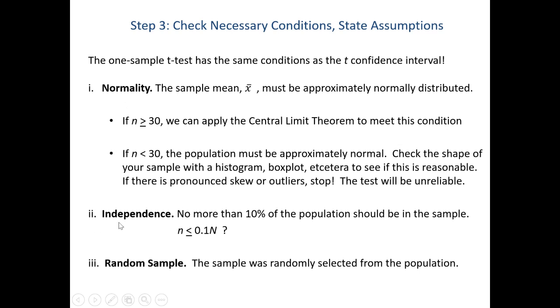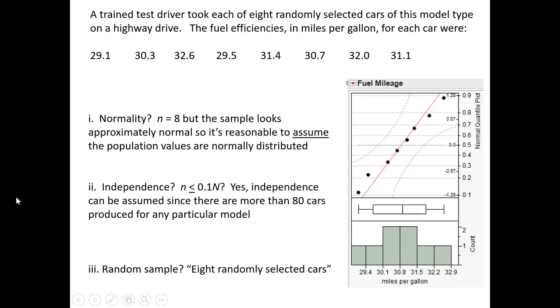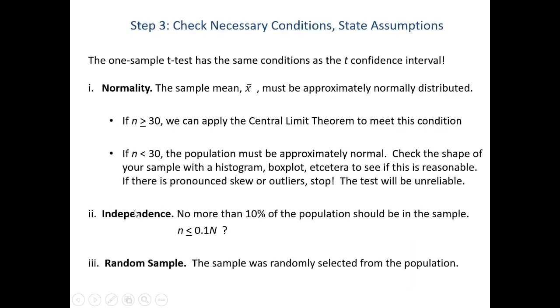Okay, next we need independence. So this will be assessed using the same criteria as in the z-test. If sampling is without replacement, we need to verify that no more than 10% of the population was included in the sample. And then third, just like with the z-test, we need to have some reassurance that our sample was randomly selected from the population, which is going to cause it to be representative and unbiased.